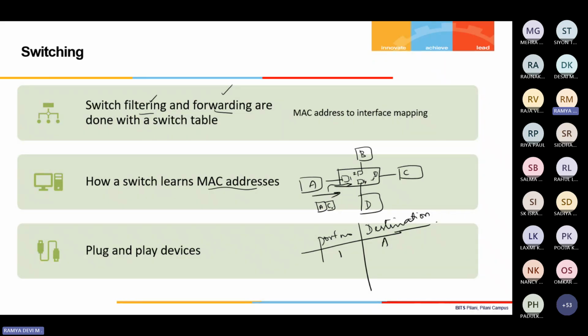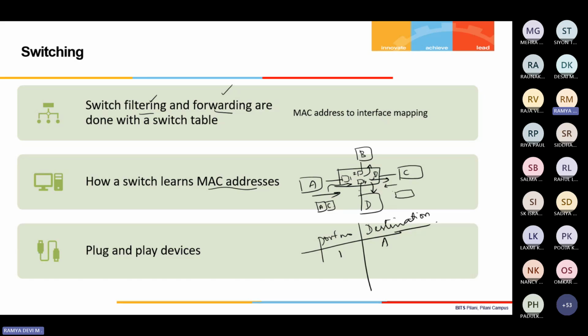Now it will not know C, right? So if it does not know C, what will it do? It will just duplicate the packet for as many outgoing ports and broadcast it to all the outgoing ports: to 2, 3, as well as 4. So B and D will just drop the packet. What happens for C? C will accept the packet and send the acknowledgement.